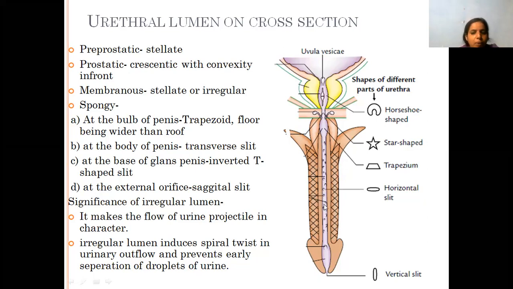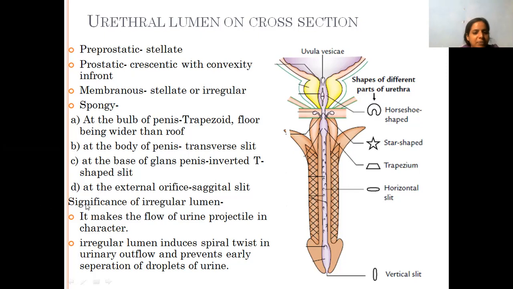In the body of the penis it is like a transverse slit. This is the glans penis. At the base of the glans penis it is inverted T shaped. At the external orifice it is a vertical slit, also called a sagittal slit. That means the shape of the urethra, when you cut a transverse section and see, is quite different.